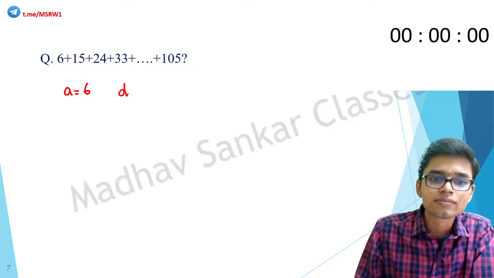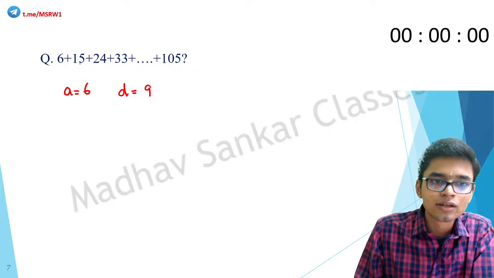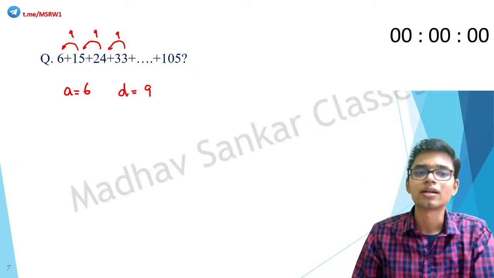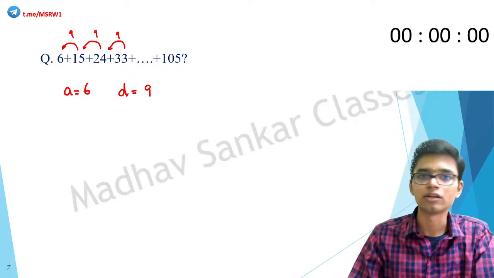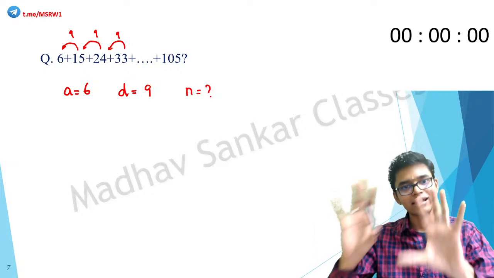Common difference. What is the common difference? It is 9. 15 minus 6 is 9. 24 minus 15, 9. 33 minus 24, 9. So the common difference is 9. So we know the value of a, we know the value of d. We do not know the value of n. So we take n as n itself.